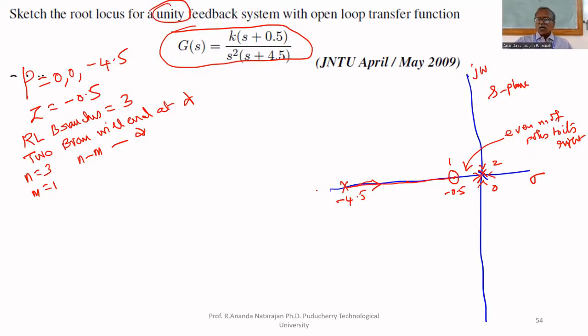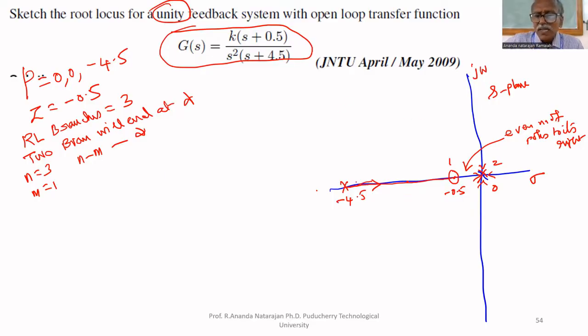So, at origin, 2 root locus branches will come out. Why? 2 poles are at origin, therefore 2 root locus branches will come out. At what angle they will come out, we have to see. Generally, we see angle of departure for complex poles only. But here, 2 poles are at origin, that's why we have to see angle of departure for this origin.